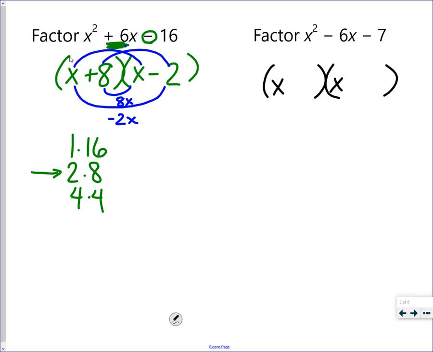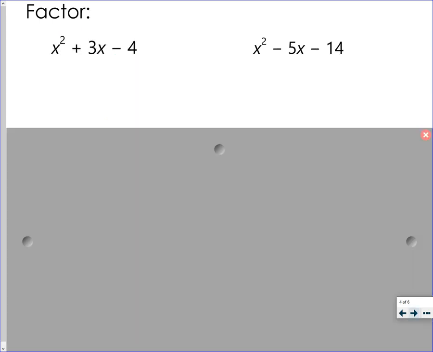Again, since this is a negative, as it will be all day today, I need 1 positive and 1 negative. 7 again is nice. As a prime number, the only numbers that multiply to be 7 are 1 and 7. This middle term tells me I've got more negatives. So the bigger number, the 7, has to go with the subtraction. And then the smaller number goes with the addition. Check it with FOILing if you're not sure.